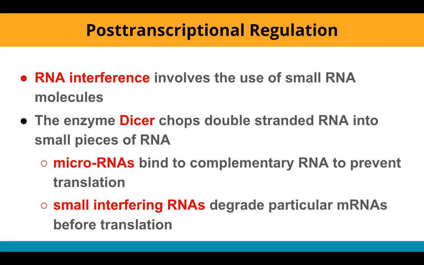RNA interference involves the use of small RNA molecules. The enzyme dicer chops the double-stranded RNA into small pieces of RNA. MicroRNAs bind to complementary RNA to prevent translation. We also have small interfering RNAs that degrade particular mRNA before translation. So they prevent translation. They are already transcribed, but it is before translation that this post-transcriptional regulation takes place.